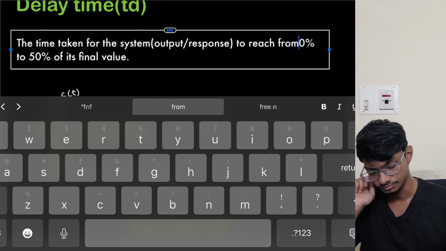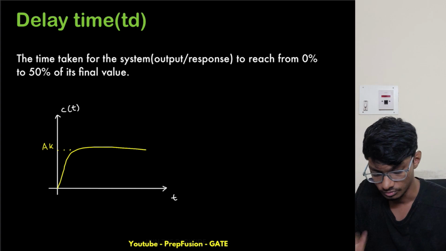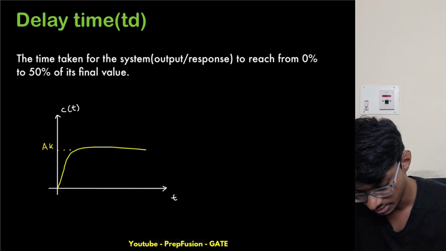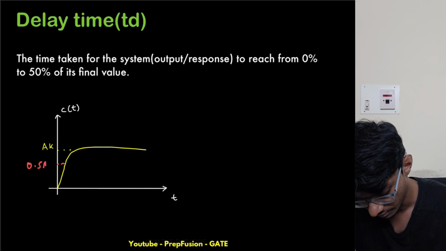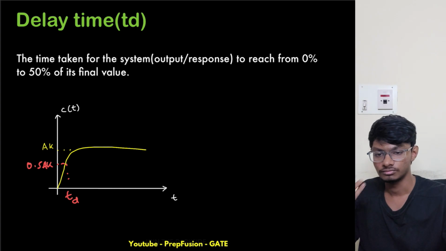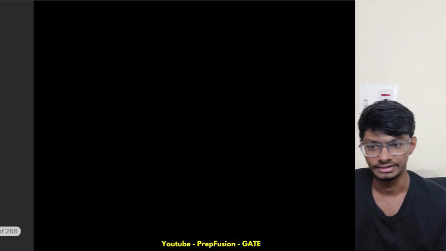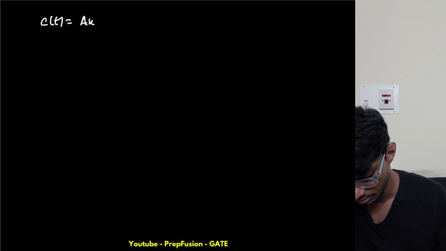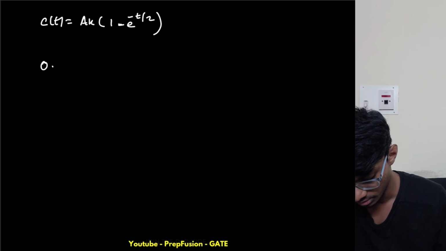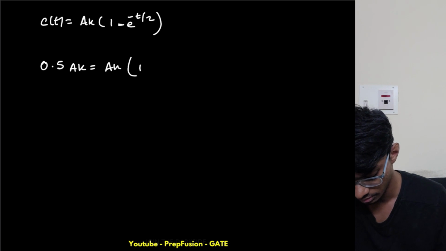Okay, to reach from 0 to 50%, right? So it is starting from 0 and let's say 50% is at this point. This is 0.5 AK and let's say this is some time td. So I have to find td. What do you do? Again the same thing, right? You just simply put that in the equation and you will find td. My c of t equals AK times 1 minus e raised to power minus t upon tau. So I put c of t equals 0.5 AK equals AK into 1 minus e raised to power minus t upon tau.